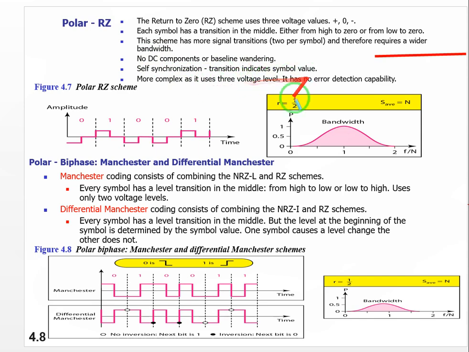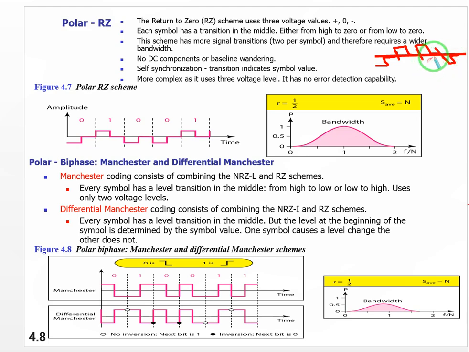It uses three voltages. So what does it mean? Once we have a 0 bit, and this is the range of a signal element, we start from this position, have a transition in the middle, and then it ends. If we see a 1, the 1 will be up, there will be a transition in the middle, and it will reach the end. Then if we have another 1, again there is a transition in the middle. If we have a 0, it starts, transitions in the middle, and then reaches here.